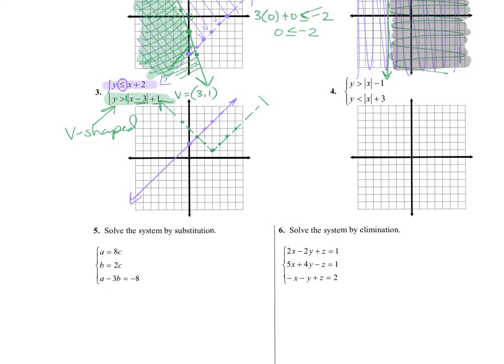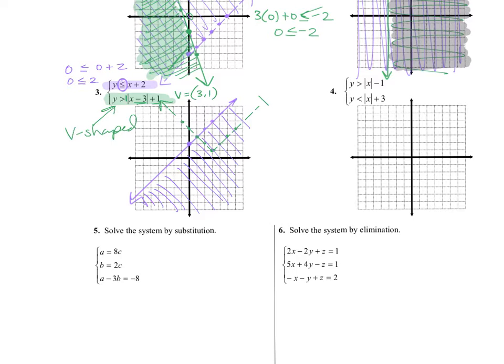I didn't do it. So for that purple line, if we plug in (0, 0), 0 is less than or equal to 0 plus 2, and 0 is less than or equal to 2, so we can shade on the (0, 0) side for the purple. Okay, that's going to look like that.